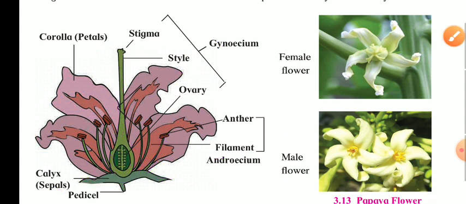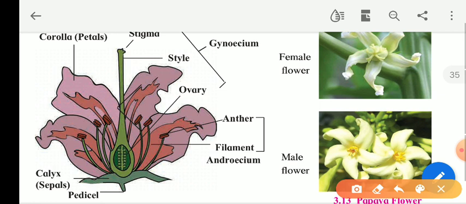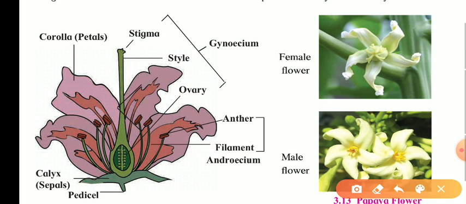Now, when we talk about these two, gynoecium and androecium, if both are present in the same flower, the flower is called a bisexual flower. And if only one of them is present, whether androecium or gynoecium, then it will be called a unisexual flower.